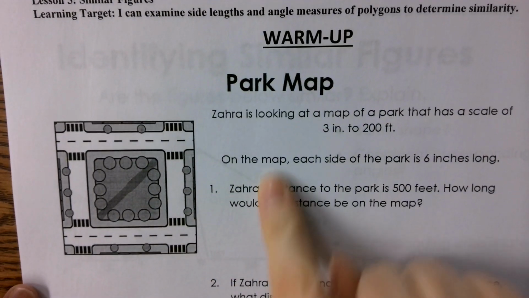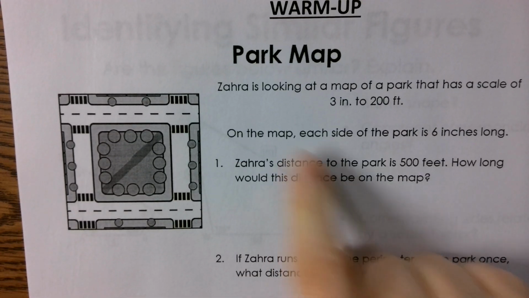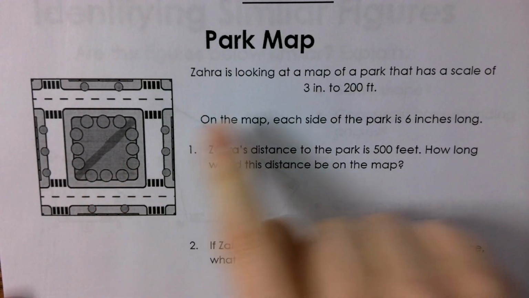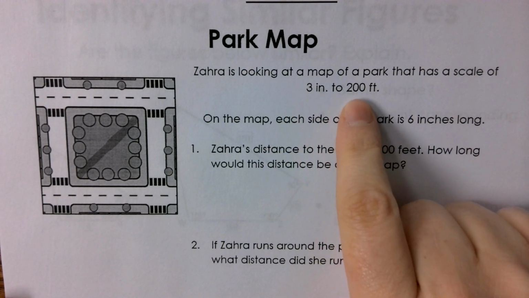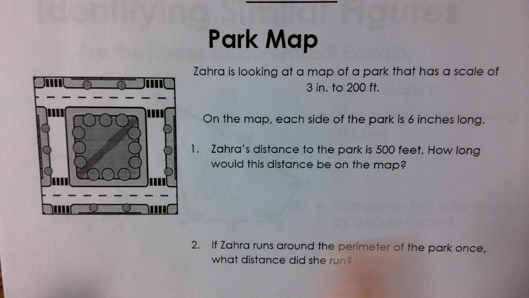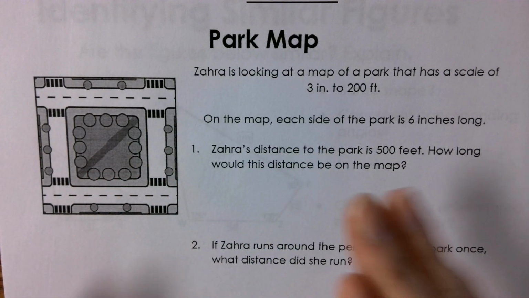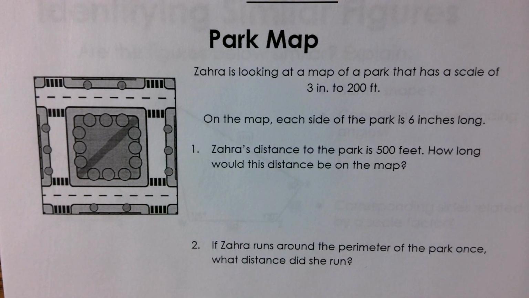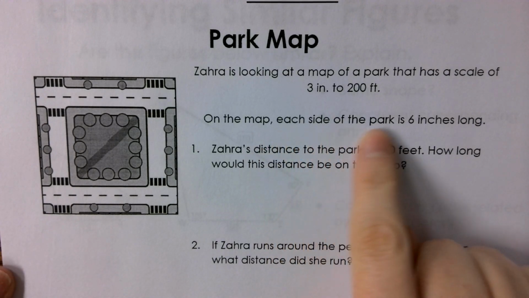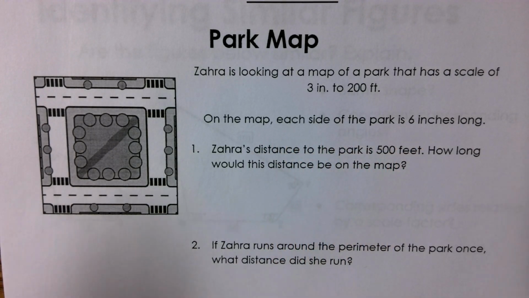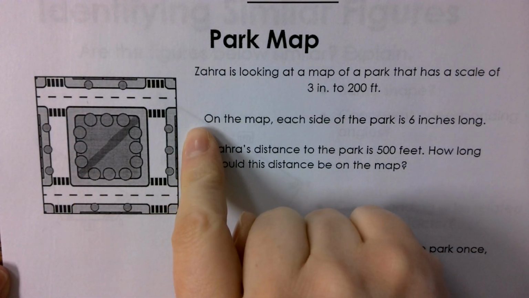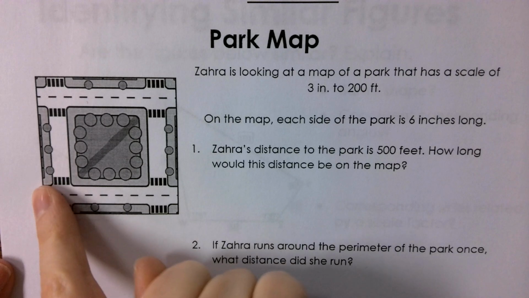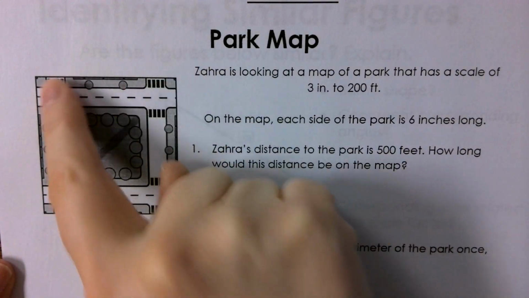It's just these two questions right here that are pertaining to this map. Making sure that you understand that the map has a scale that 3 inches is going to represent 200 feet. So 3 inches on the map represents 200 feet in actual size of a park. And then on the map, each side of the park is 6 inches in measure. So that means that we do have a square map. So it's 6 inches for all 4 sides.